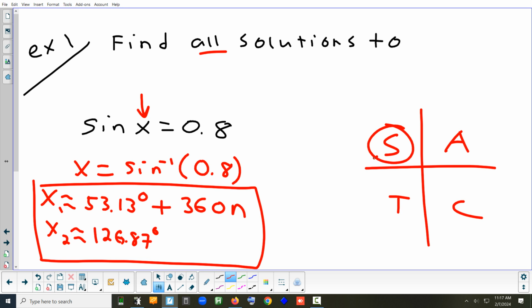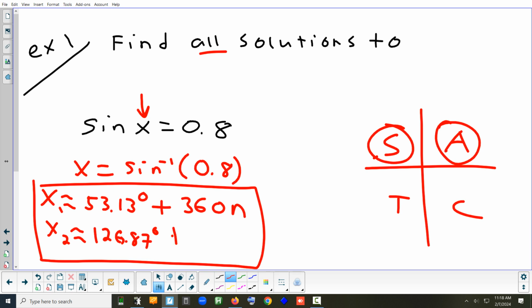Then what does that mean for t? Well, for t, when you're in tangent, that's quadrant 3. So in quadrant 3, tangent is the only positive value. Everything else is negative in quadrant 3. So we're looking for where sine is positive. That's quadrant 1 and 2. We already have an answer in quadrant 1. So now we need to do 180 minus.